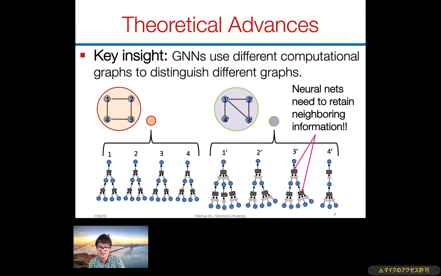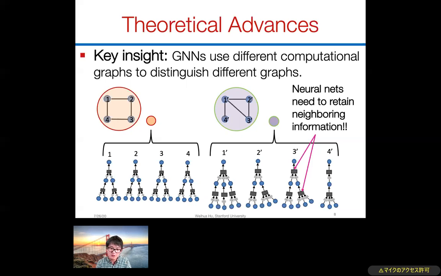Our key insight is that GNNs distinguish different graphs by using different computational graphs to compute node embeddings. Here, each layer in the computational graph corresponds to one layer of neighbor aggregation, and the gray boxes of computational graph represent neural networks used for aggregating the neighbor information. As you can see here, nodes with different neighboring structure are associated with different computational graphs, which could potentially allow GNNs to distinguish different graph structure.